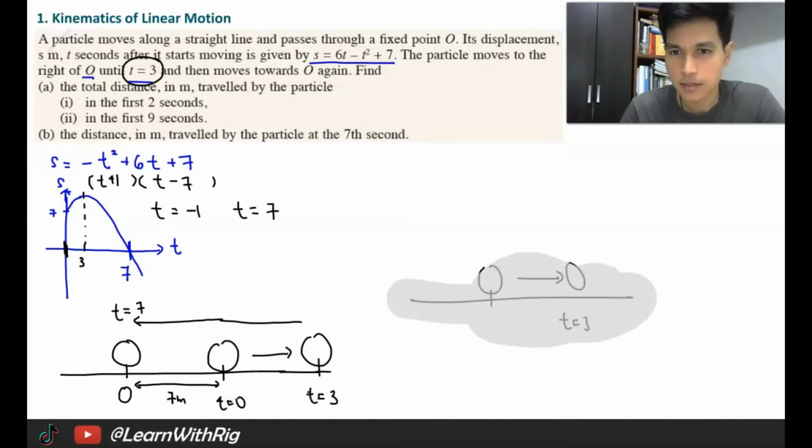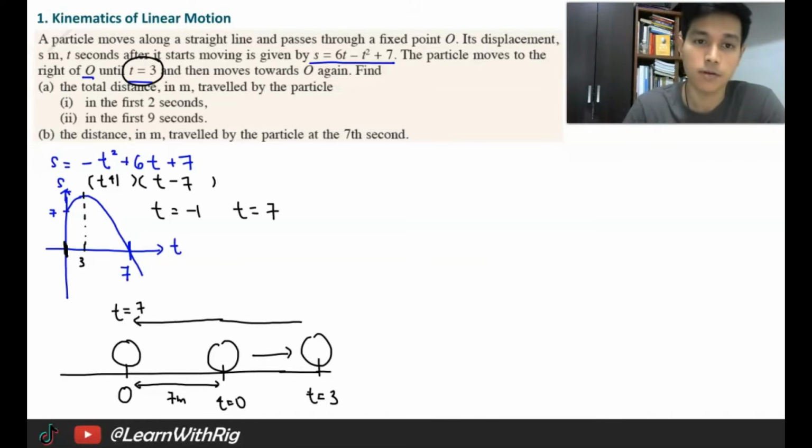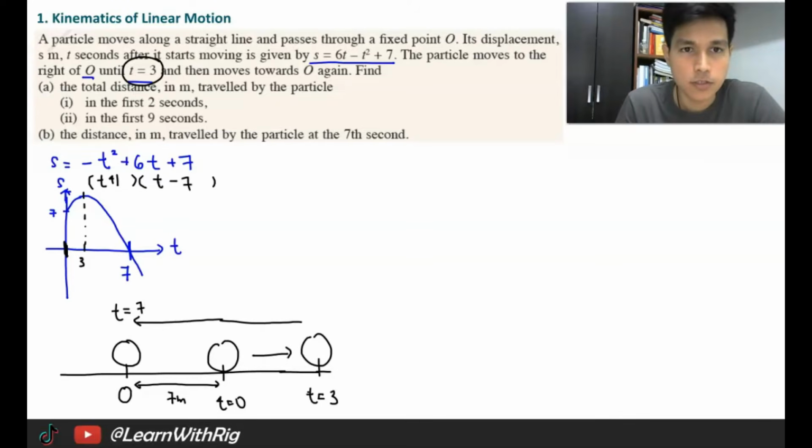I hope you all understand this. If you don't understand, don't worry. We still have some more similar practice later. So coming back to this question, they ask for total distance in the first 2 seconds.